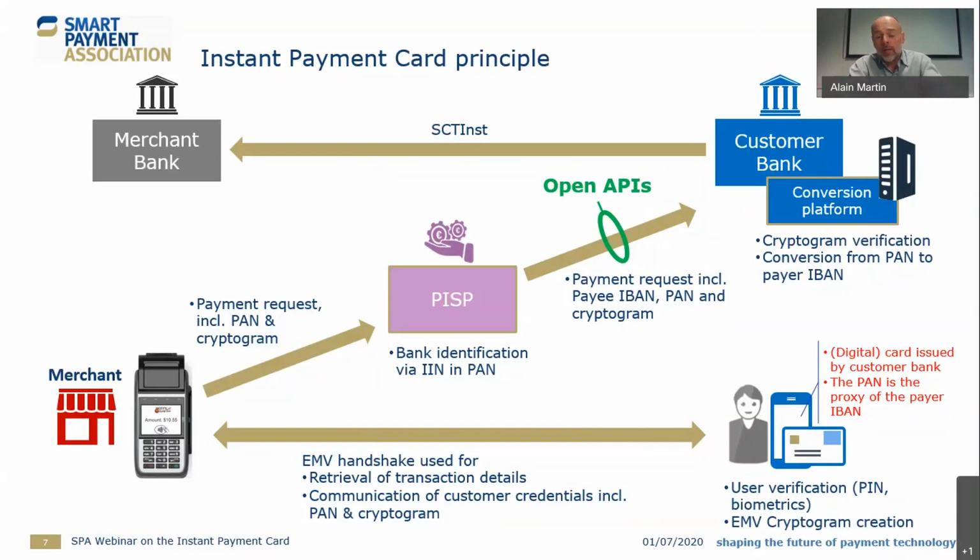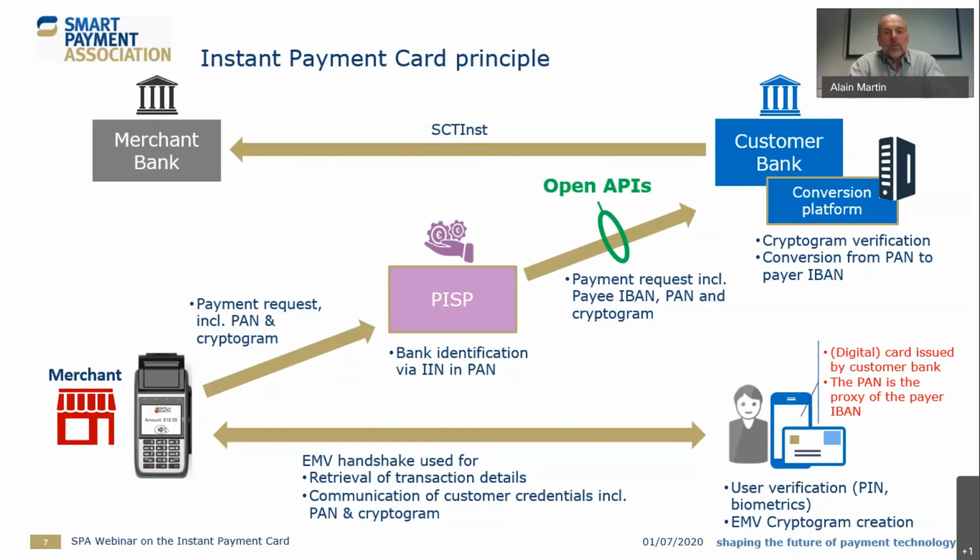So it will provide the PAN, the transaction information, the cryptogram generated by the card, and so on. At this stage, we call this entity a PISP for simplification. So this PISP is going to identify the bank of the customer through the issuer identification number of the PAN. We are proposing to reuse the ISO-defined structure of a PAN, and the first 6 digits of a PAN identify the bank. And so the PISP can identify the bank.